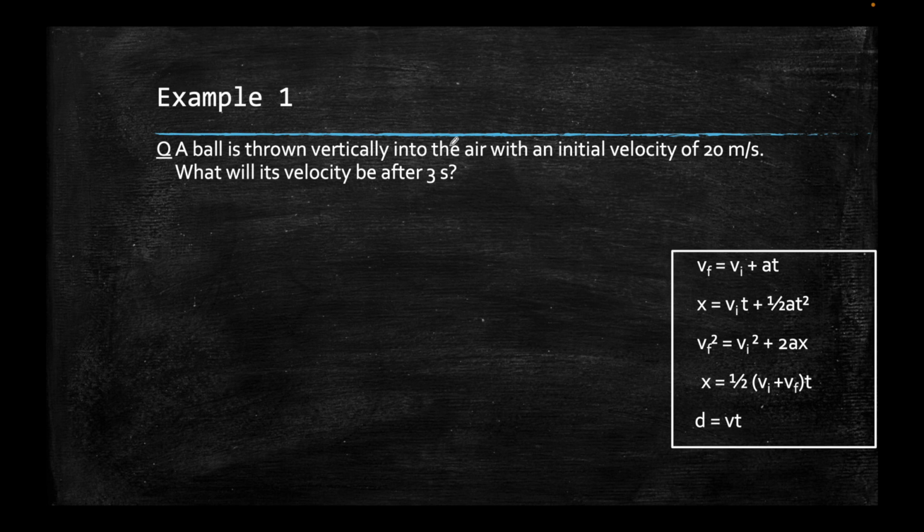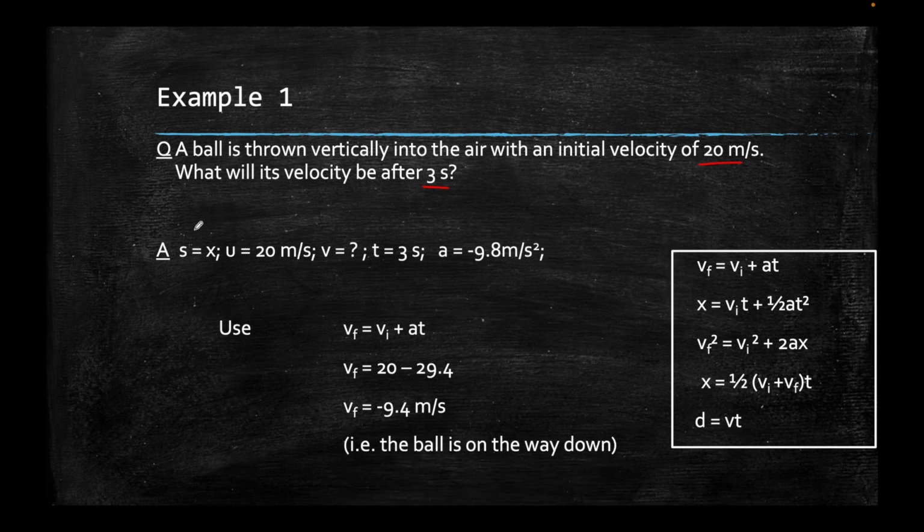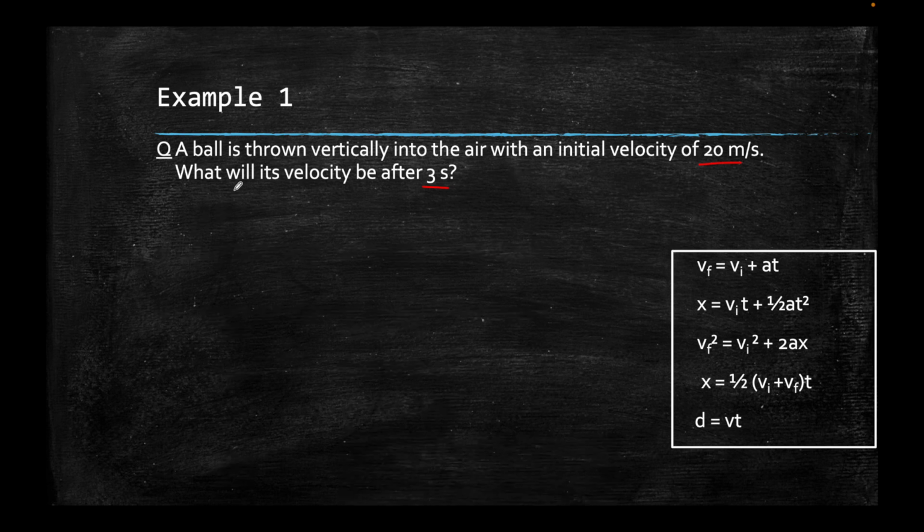A ball is thrown vertically into the air with an initial velocity of 20 meters per second. What will the velocity be after 3 seconds? Okay, so what is it asking me? I'll write it out separately, I don't want the whole thing. So let's say x equals, vi equals, vf equals, a equals, and t equals. Let's keep this information here.